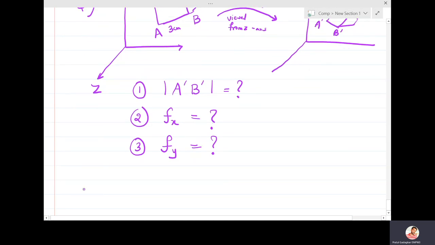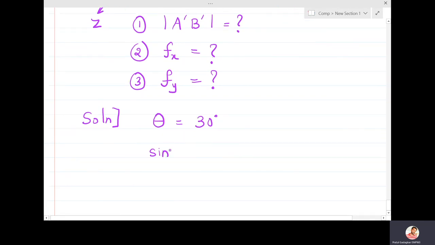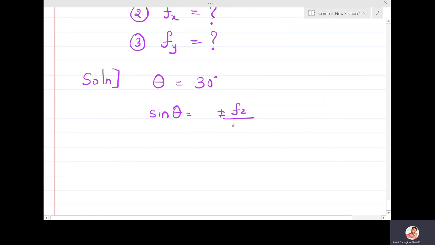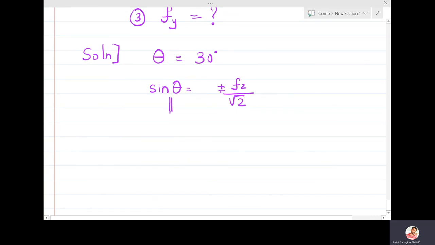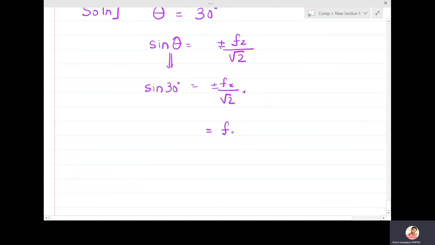So it's very simple now. I know that theta is 30 degrees because it's a rotation about the x-axis. And what is the formula for sine theta for the dimetric projection? It is equal to plus minus fz upon root 2. And therefore, what is theta? Theta is given to be 30 degrees. So this will mean that sine 30 degrees is equal to plus minus fz upon root 2, and when I simplify this, I will get fz is equal to how much? Plus minus 1 by root 2.